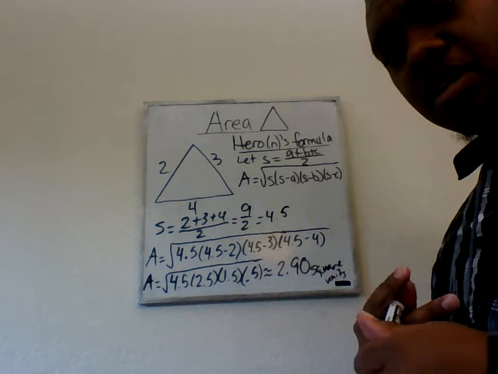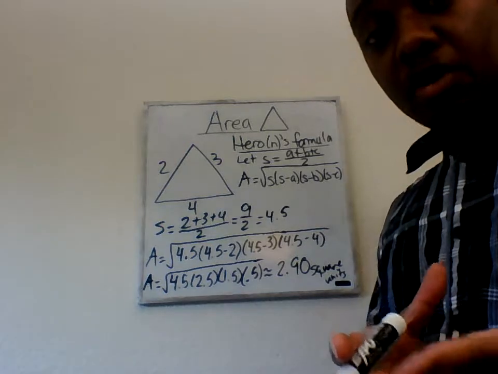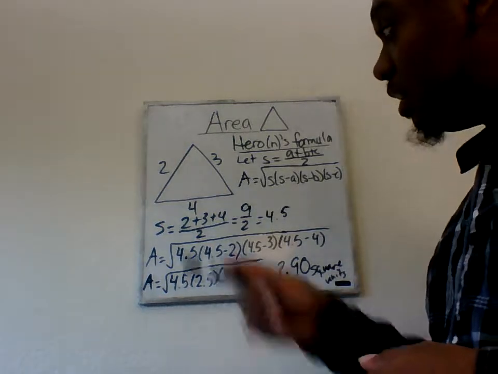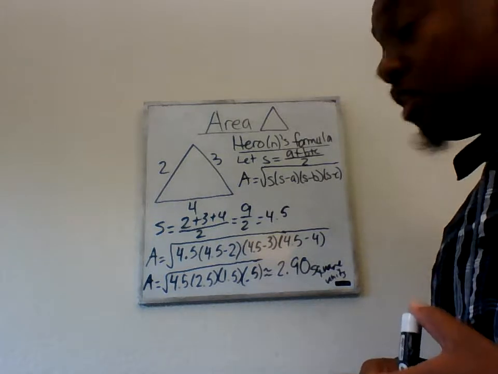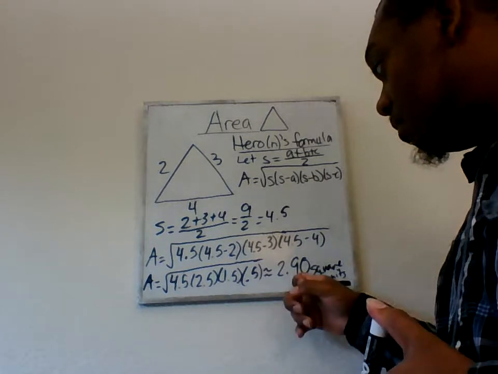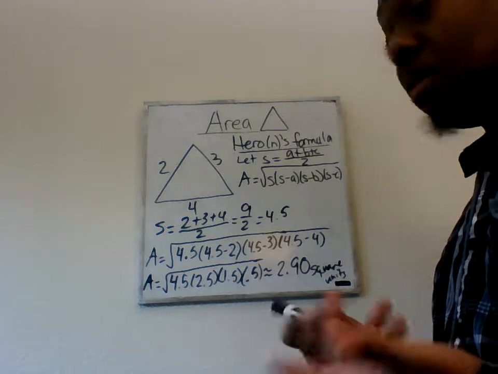Some people sometimes are like, I don't know, that seems a little small. Well, let's think about this. Area of a triangle is 1/2 the base times the height. So 1/2 the base would just be 2 off the bat, right? So our answer needs to be more than 2. Well, what's the height? We don't know what the height is.